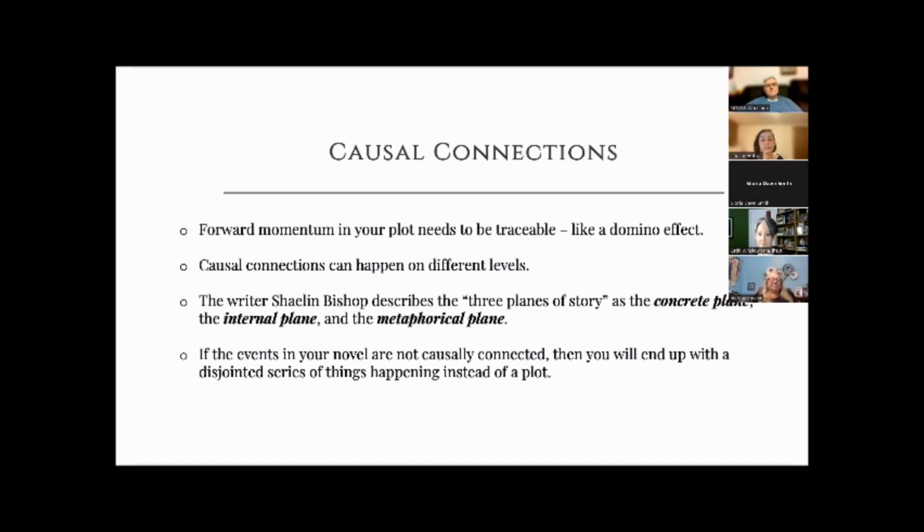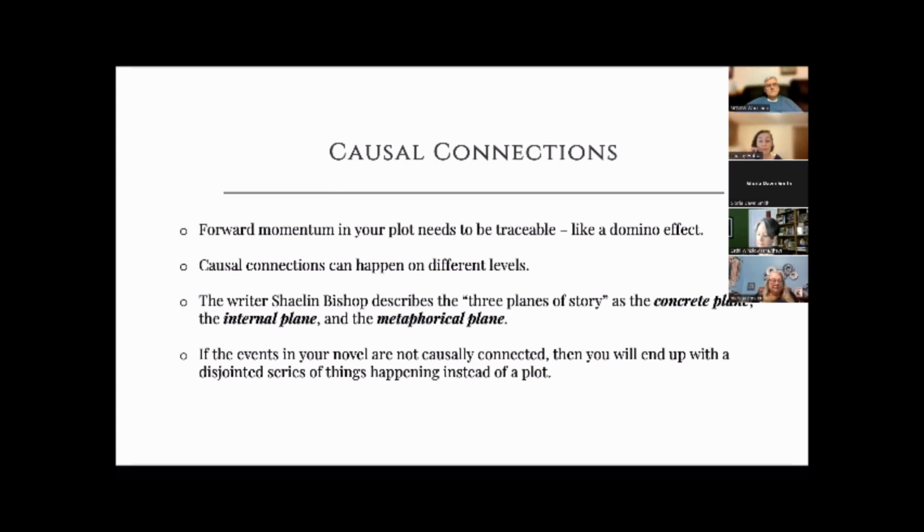The writer Shaylin Bishop has a really great video on YouTube, and I've linked it in the resources at the end of this presentation. She describes scenes of story in relation to causal connections. She talks about the concrete plane, which is anything that is physically happening in the story. So this is events, dialogue, action, and setting. And then there's the internal plane, which is what is happening inside the minds of the characters. So this would be emotion, internal conflict, desires, thoughts, motivations, interpretations, anything going on.